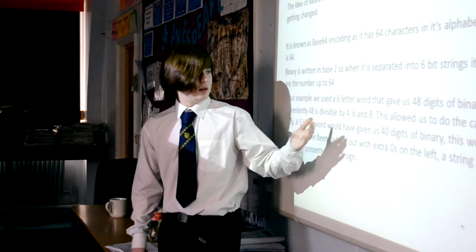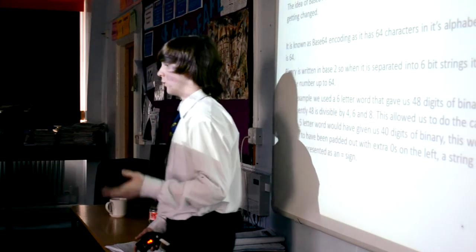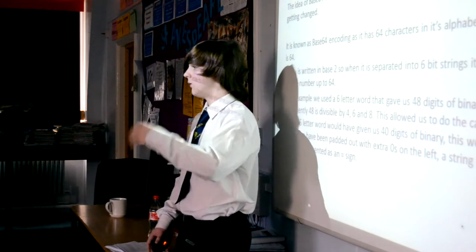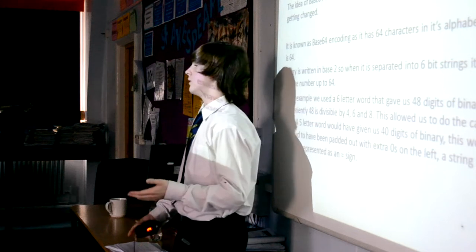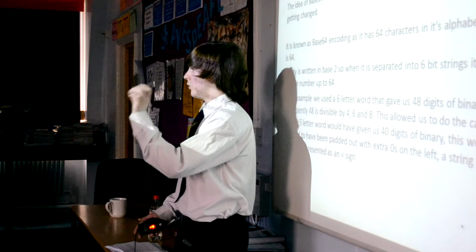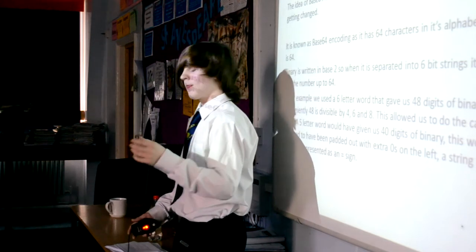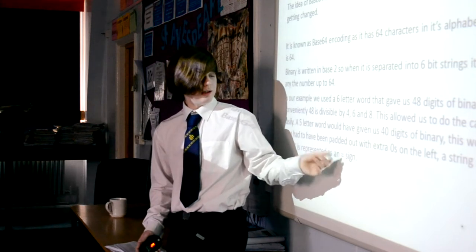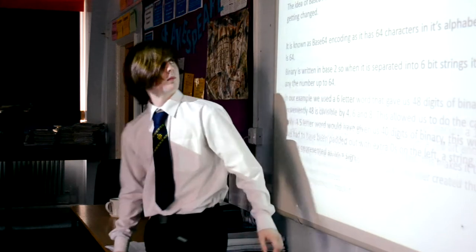But if we were to use a 5-letter word, we'd get 40 digits of binary, which isn't so nice. We'd have a 24-digit long string and a 16-digit long string for the rest of the letters, but then we'd need to pad it out with 8 extra bits. So we'd put 2 zeros before the first one, because that doesn't change the value, and then we pad it out with an equals sign, which doesn't actually mean anything, basically standing for a string of 6 zeros.